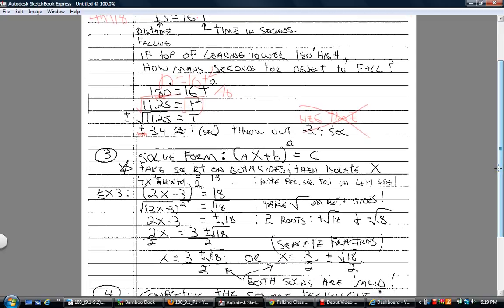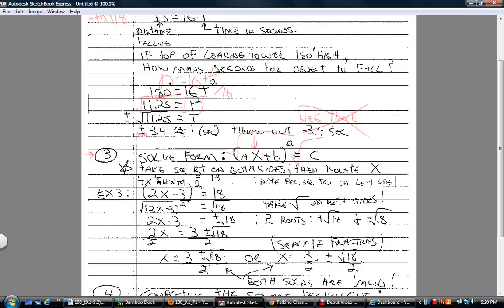So you get a couple fairly easy warm-up application problems there. Objective 3 is now going to ask you, what if you take a binomial and you square it? Don't worry about ax plus b quantity squared equals c, a constant. How can you solve for x? A, b, and c are all constant numbers. The idea is, how do you undo squaring? That's right, you take the square root on both sides.